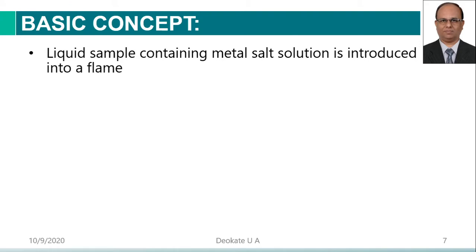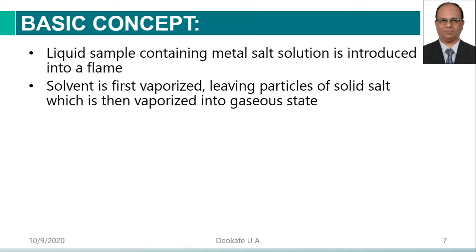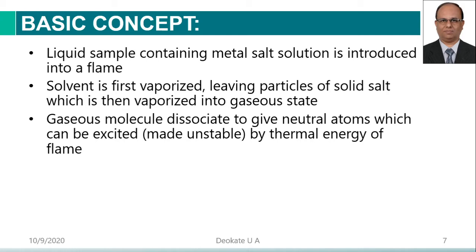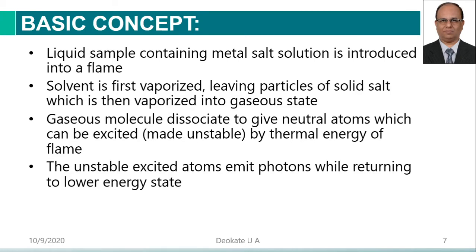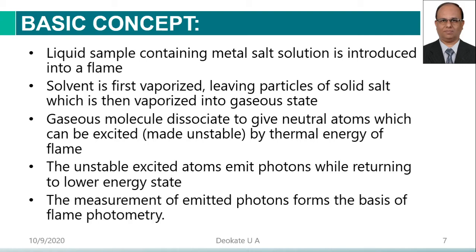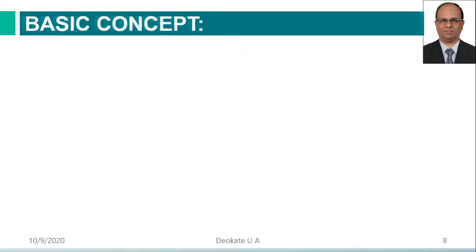A liquid sample containing a metal salt solution is introduced into the flame. The solvent is first vaporized, leaving particles of solid salt, which are then vaporized into the gaseous state. Gaseous molecules dissociate to give neutral atoms, which can be excited. So the thermal emission is the basis of flame photometry. In the case of atomic absorption spectroscopy, they are unexcited atoms. Here we are using excited atoms, and excitation is done by the thermal energy of the flame. The unstable excited atoms emit photons while returning to the lower energy state. The measurement of the emitted photons forms the basis of flame photometry.